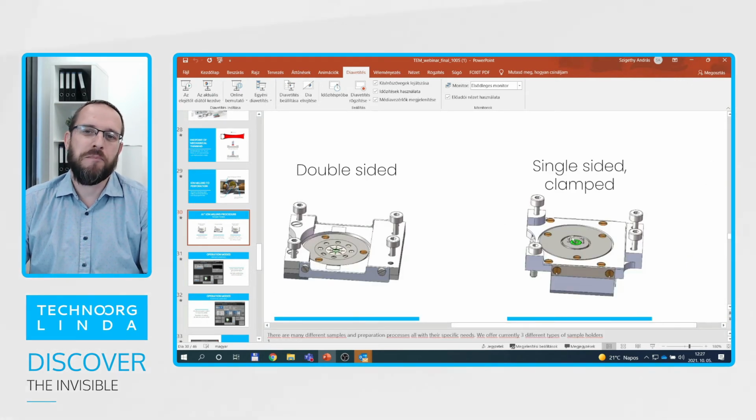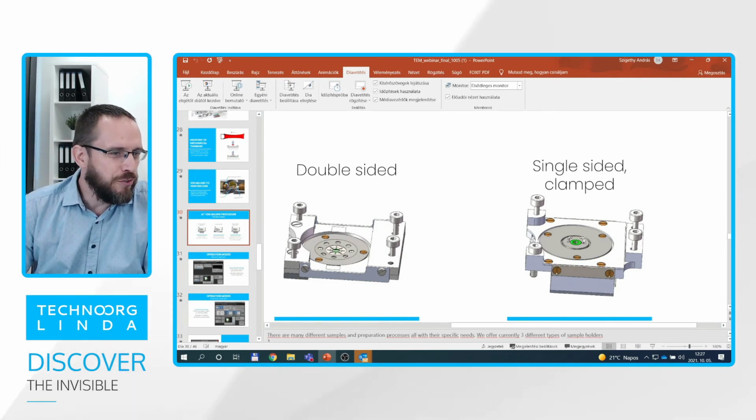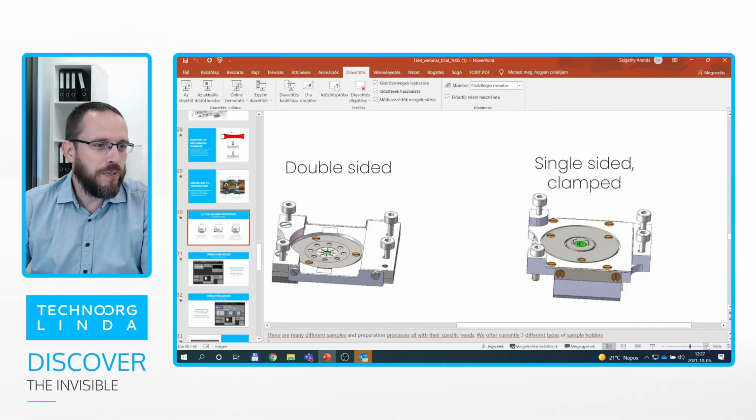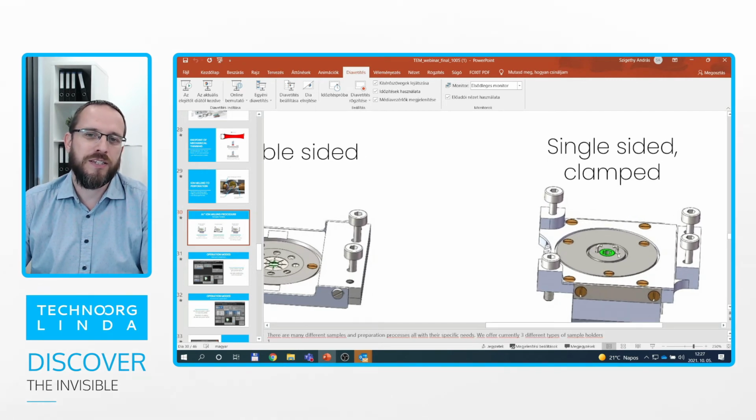2 spring-loaded clamps. Maybe Andras can show you on the image. Yeah, so 2 spring-loaded clamps hold the sample in position, and it's very easy to mount the sample in this holder and very easy to unmount it. So in my opinion, this is the safest holder to use. So if you don't need cooling, you should definitely use this holder. Yeah, I think this is my answer. Probably that's the difference. They look similar or even the same, but in principle there's a huge difference.